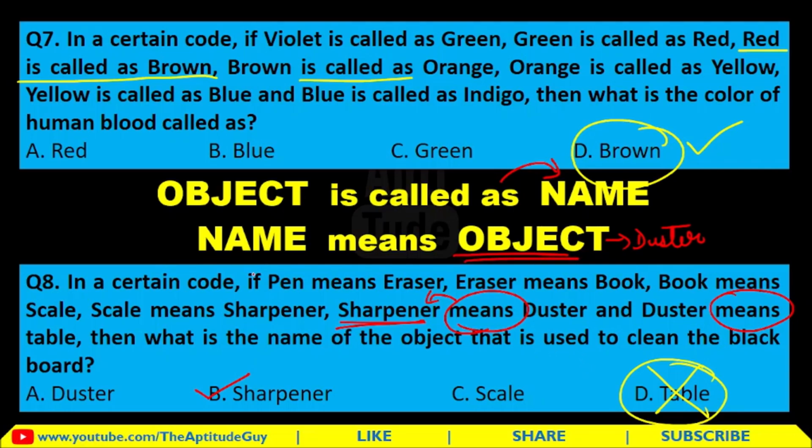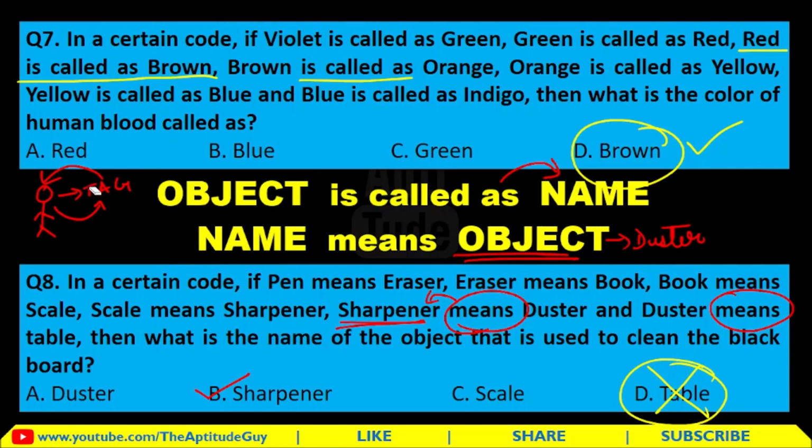Okay, another way to look at this is, suppose this is me. What is my name? This guy is called the aptitude guy. Alright, this is the object. This guy is the object. This object, this guy, is called as the aptitude guy. And if somebody asks you, the aptitude guy means who? The aptitude guy means this person. So you see the difference? Object is called as name, and the name means object.